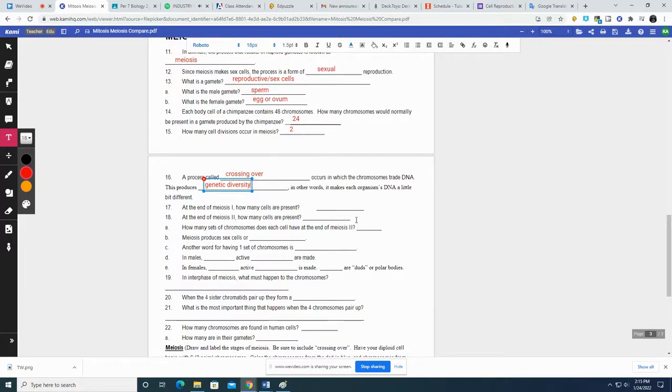17. At the end of meiosis 1, how many cells are present? After meiosis 1, we have 2. And after meiosis 2, how many we got? Now there's going to be 4. Because meiosis 1, 1 cell becomes 2. Meiosis 2, 2 cells become 4.